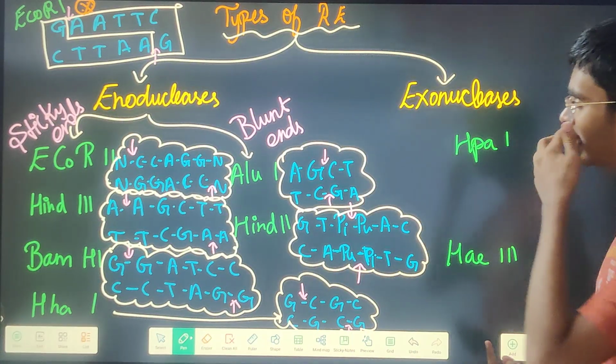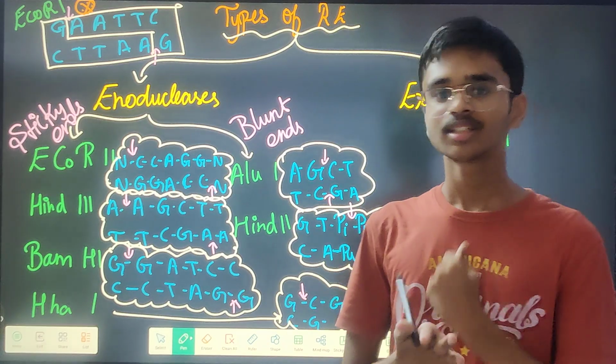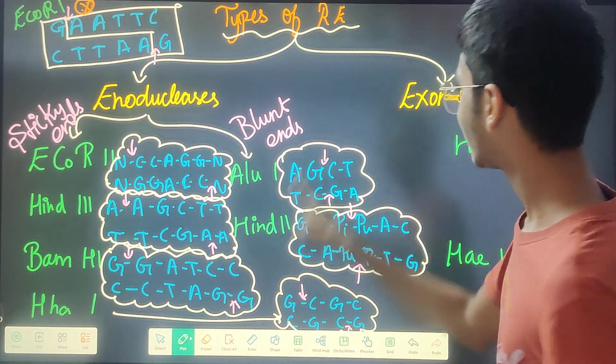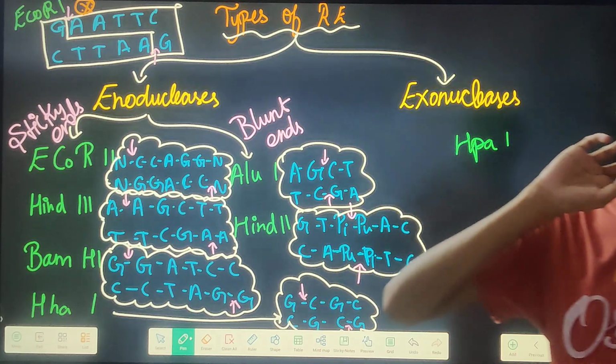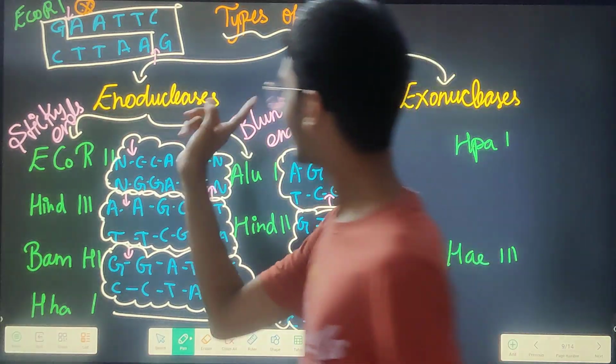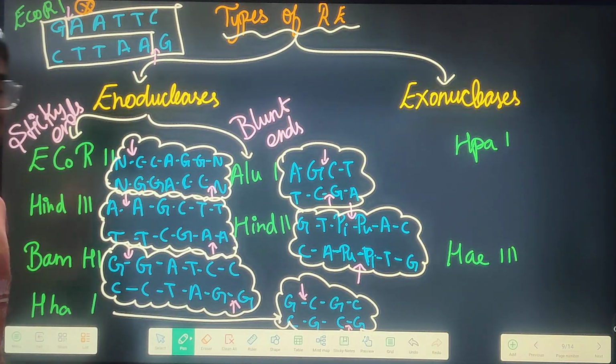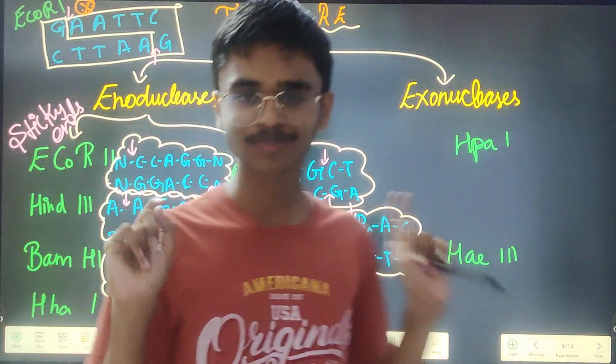But then I asked my teacher, and she said that yes, endonucleases can provide both sticky ends and also blunt ends. It can have both. She said that, and then only I got it. So this is the case.